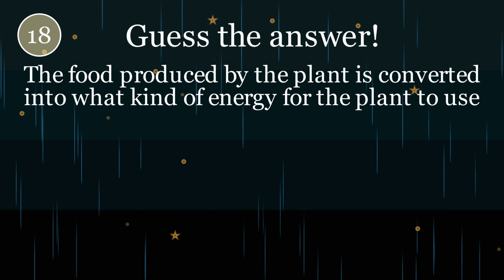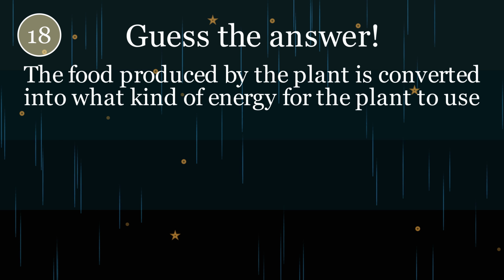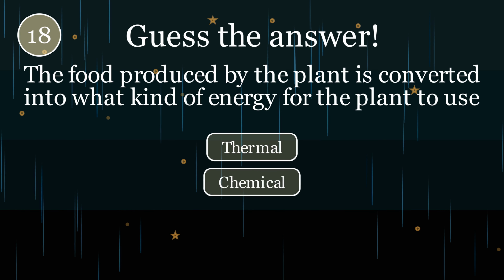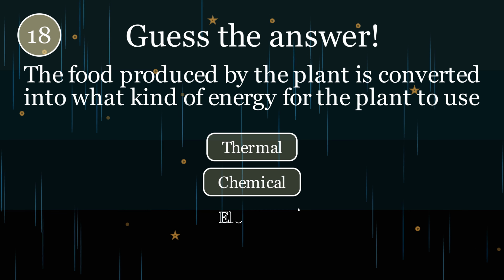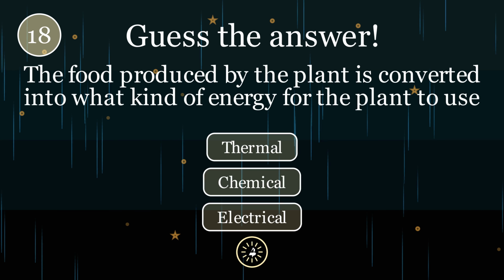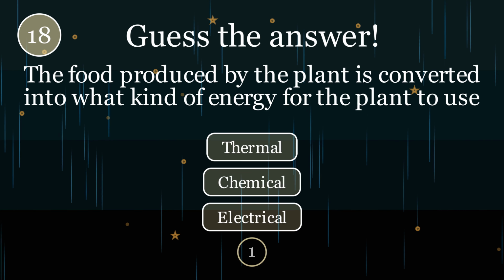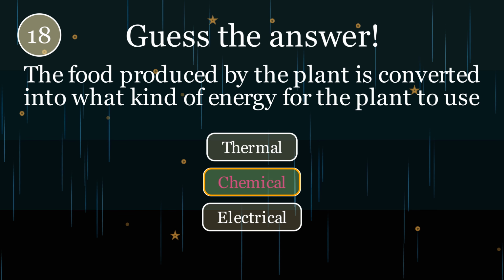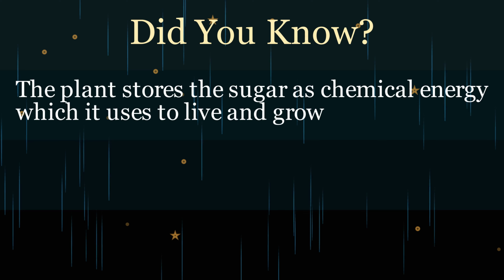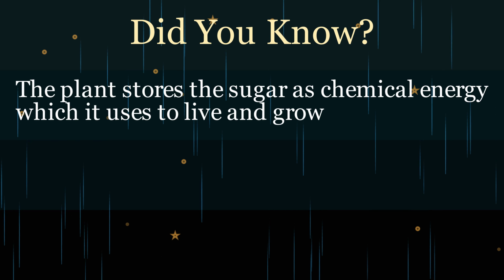The food produced by the plant is converted into what kind of energy for the plant to use? Thermal. Chemical. Electrical. The correct answer is chemical. Here's something cool. The plant stores the sugar as chemical energy which it uses to live and grow.